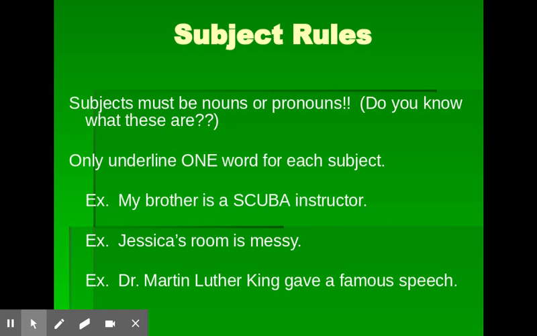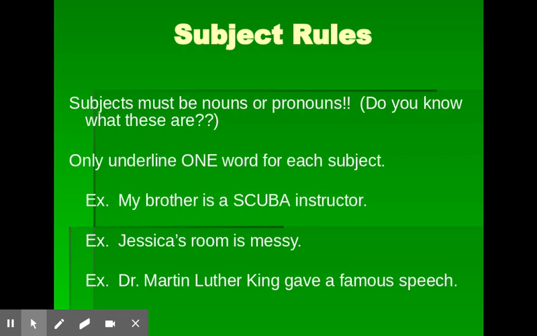The only exception to this, and I probably screwed you up a little bit, is when you have someone's name. If you have someone's name like Dr. Martin Luther King, you can include all of that as the subject. You can just say King, but you can also, if you want to, include a first, in this case, a middle, a title. All of that can be included. If you just want to put King, you can do that as well. But in this sentence, Dr. Martin Luther King would be our subject and gave would be our verb.